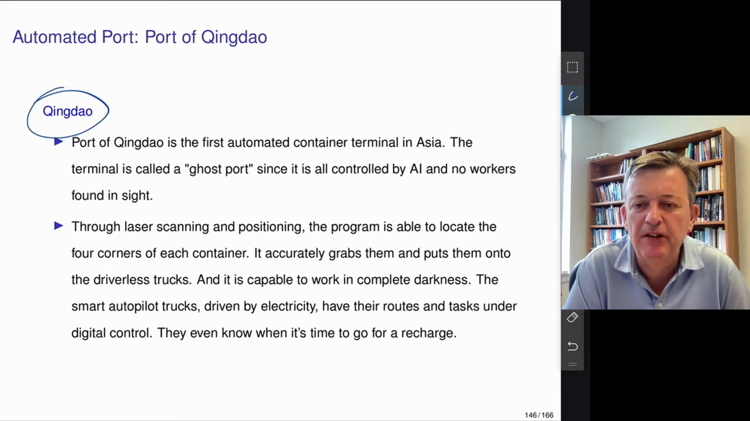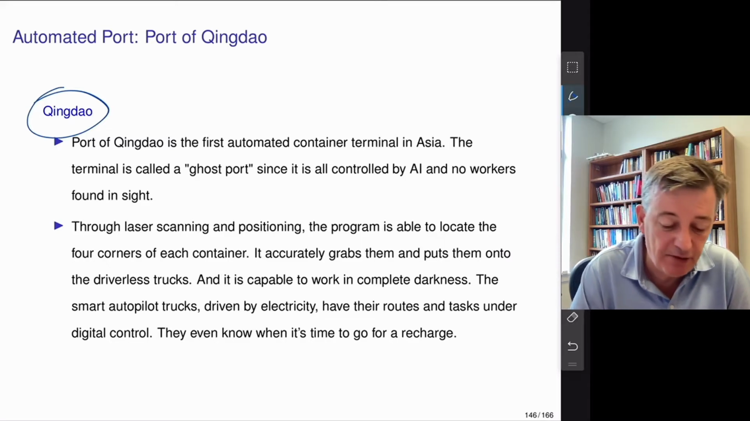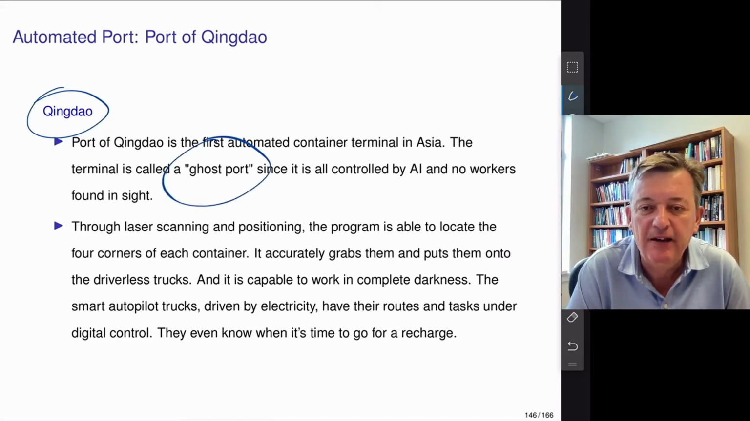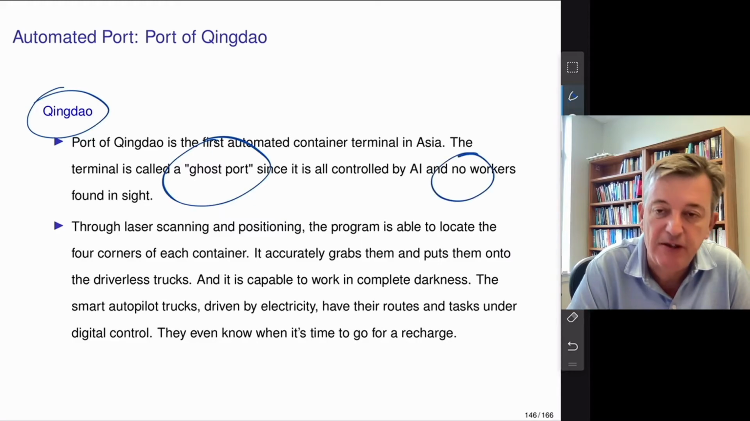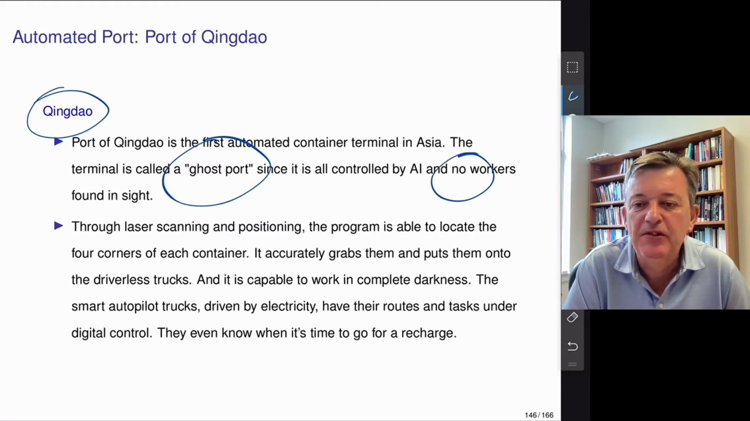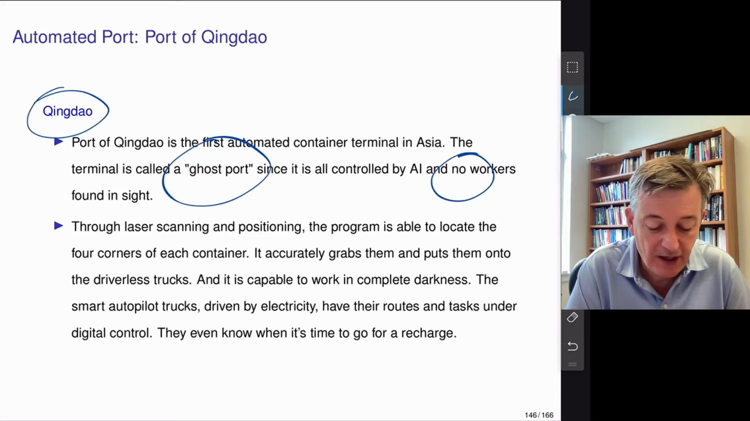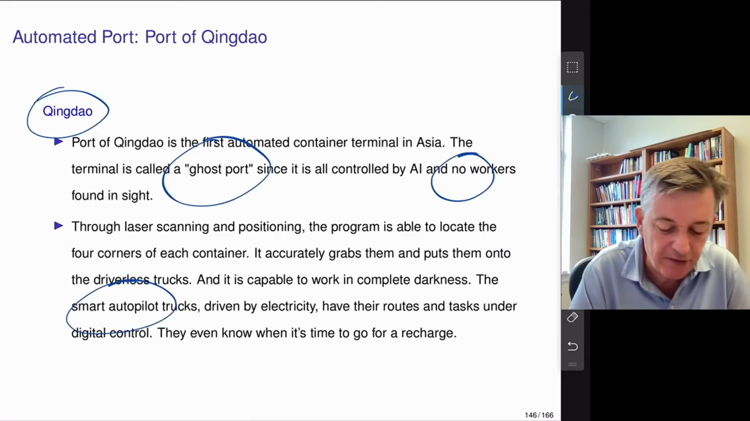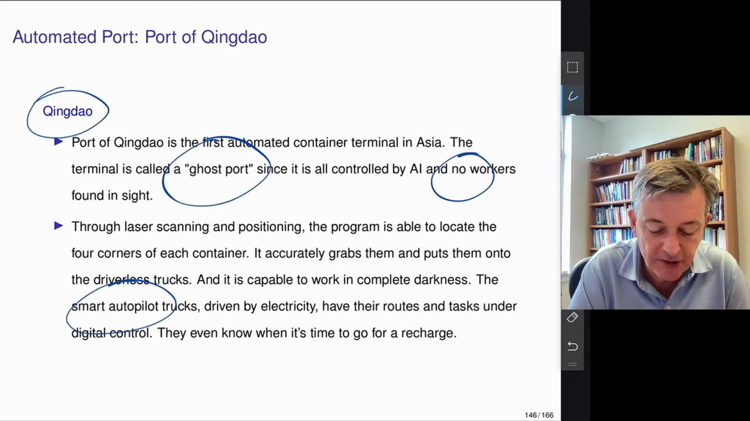It's a terminal with the largest amount of copper, and that gets imported from Rio Tinto in Australia into China. And again, if you click on here, it's known in China as the ghost port. Maybe that's a bit extreme, but it's this absolutely huge port, and it really has very few people. And it uses all of the technologies that we've talked about: smart autopilot trucks.